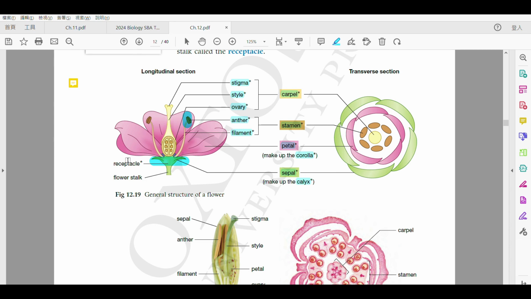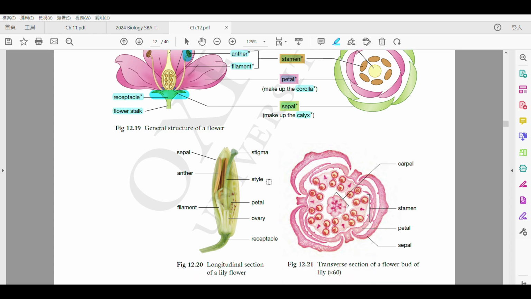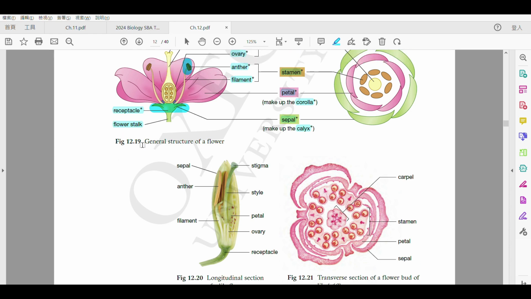Okay, so the last two structures we need to remember. One of them is called receptacle. What is the receptacle? It is the swollen position. You can see this area, it is swollen. In Chinese we call it 花托. So it's usually a little bit swollen. And then the last one is the detail. As I said, stalk earlier, when we talk about the style, it looks like a stalk. So the stalk is the branch. We call this the flower stalk. Okay, so that's all for this flower.